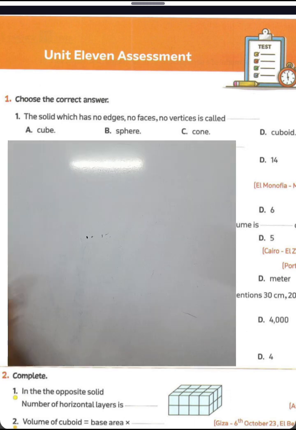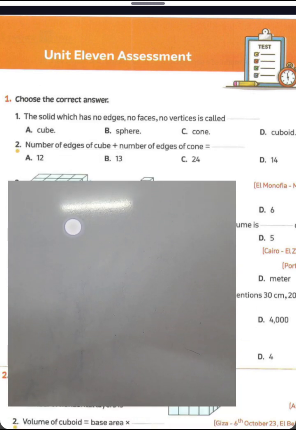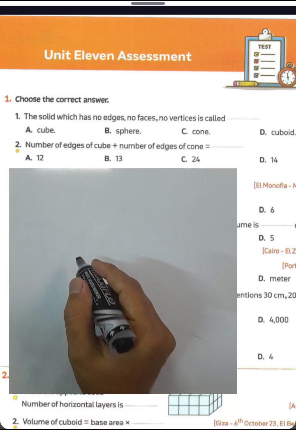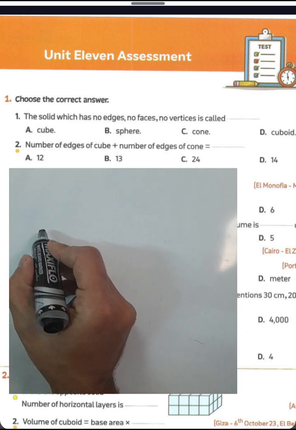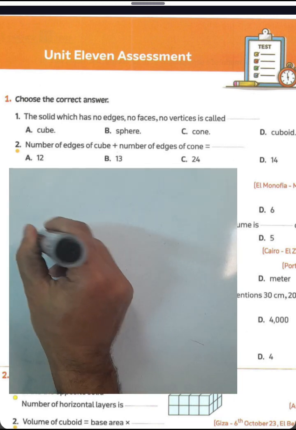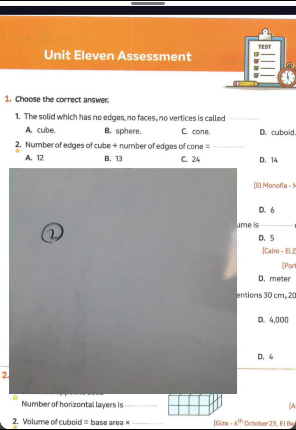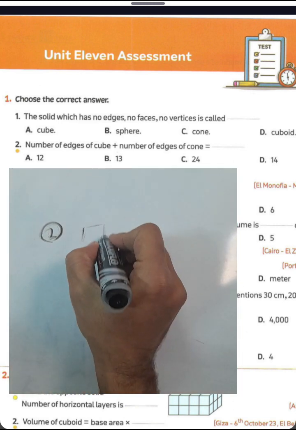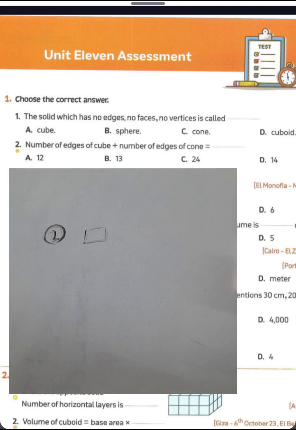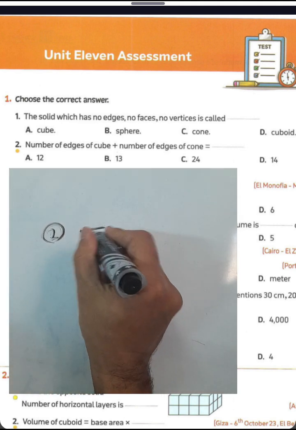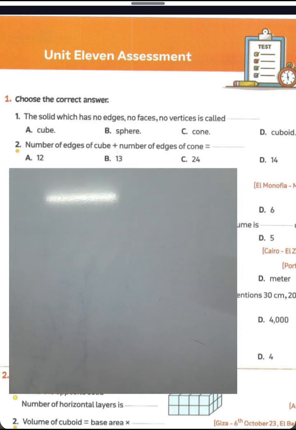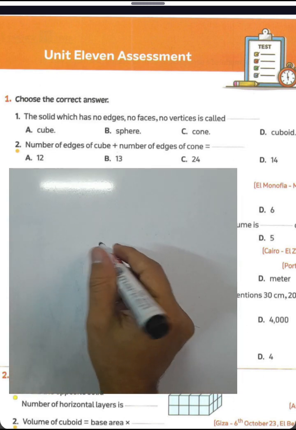Question number 2. The number of edges of a cube plus the number of edges of a cone equals what? We know the cube has 12 edges. We have a cube with 12 edges, and the number of edges of the cone will be 0.